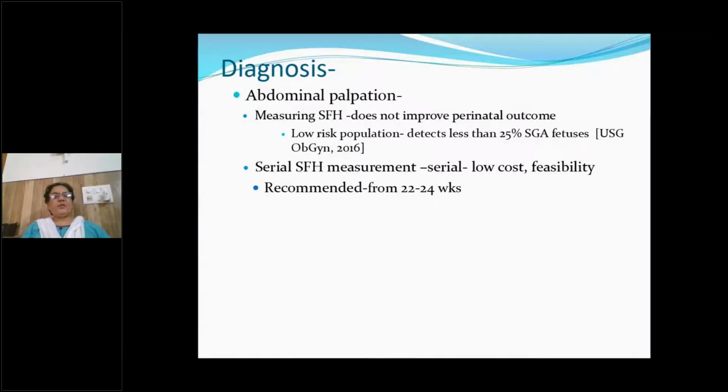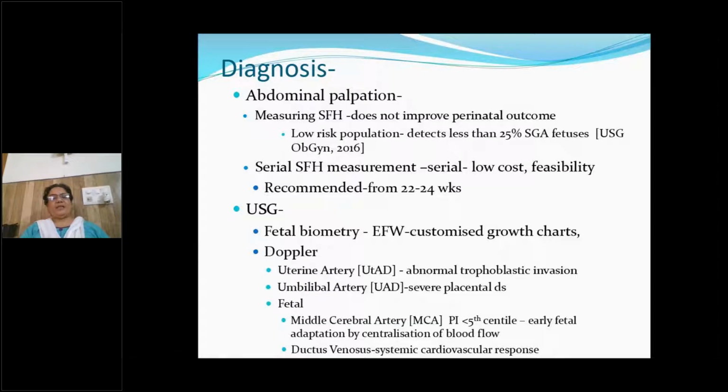The second modality which we use to diagnose SGA is the ultrasound. In ultrasound, again, we have two parameters. One is fetal biometry, which means we measure biparietal diameter, femur length, and abdominal circumference, and with all these measurements, the computer calculates the estimated fetal weight, and this fetal weight we chart on the growth chart for that particular period of gestation.